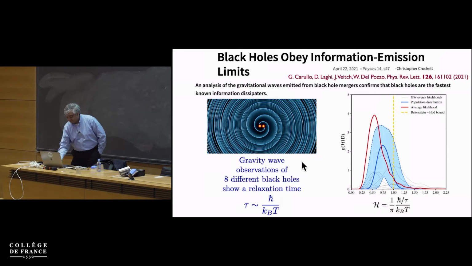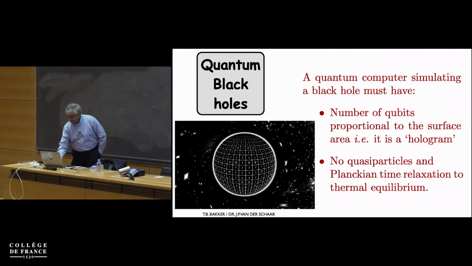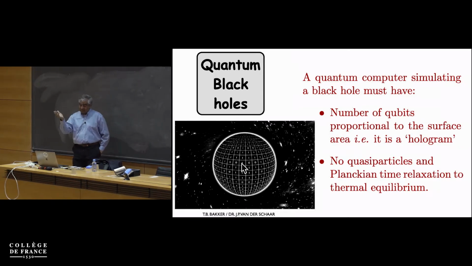They haven't seen any quantum effects, I hasten to add. All right, so therefore our quantum computer should not only have a number of qubits proportional to the surface area, it should also have very strong interactions between the qubits so that it has Planckian time dynamics. All right, so that's one general way to think about it.